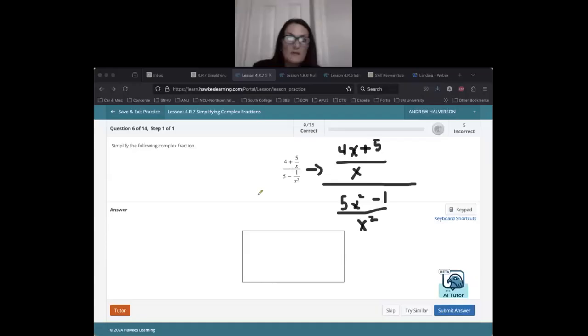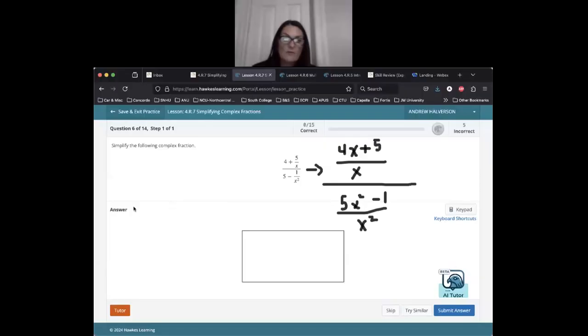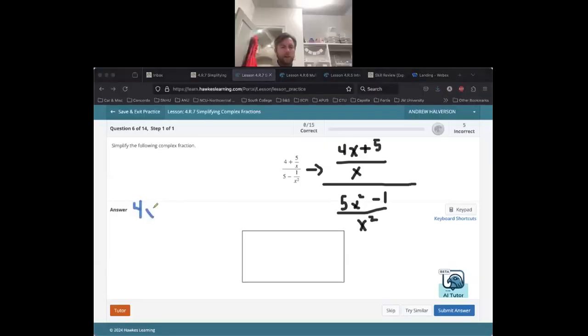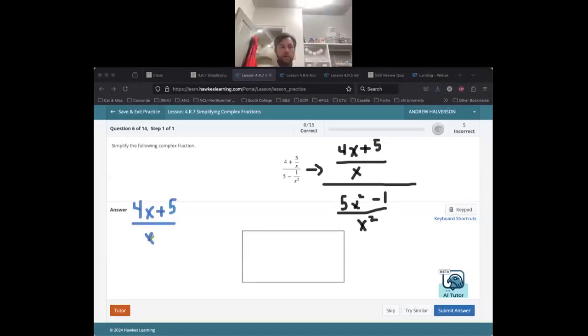We need to write it as division. 4x plus 5 over x, and then flip the bottom fraction to x squared over 5x squared minus 1. That is exactly right. So take the top one, write it as is, 4x plus 5 over x. Take the bottom one, flip it. We're really dividing by the denominator, but we know that now means flip the denominator into x squared over 5x squared minus 1.